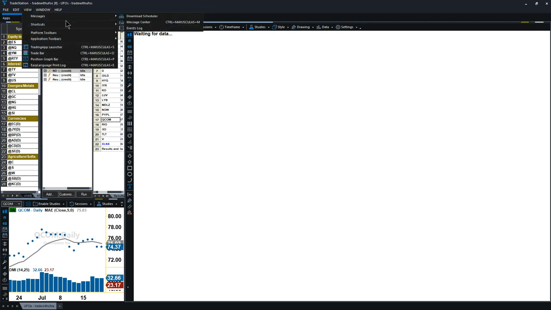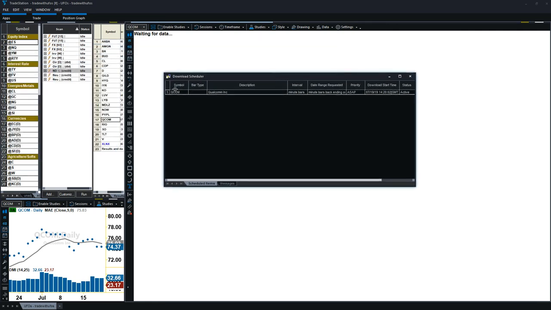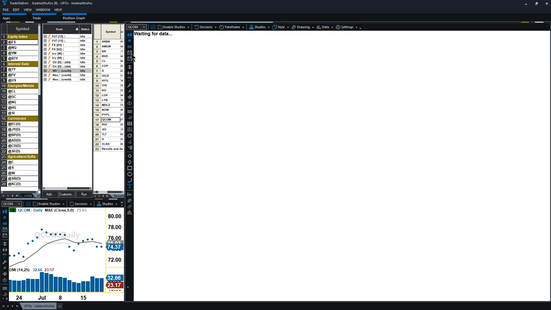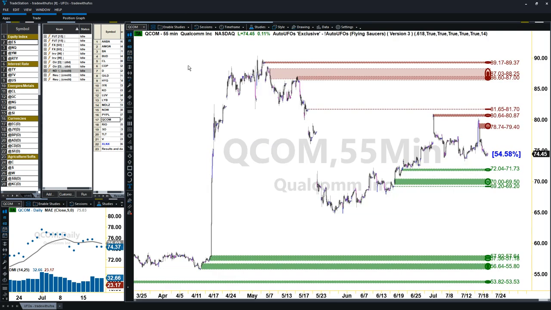It's just a little too long, so let me take a look at the download scheduler. Yeah, Qualcomm is downloading here, so let me cancel it. Okay, and I'm going to switch back to the daily time frame and then switch back to 55. Yes, exactly, this accelerated the process. So this is giving me 54.58.